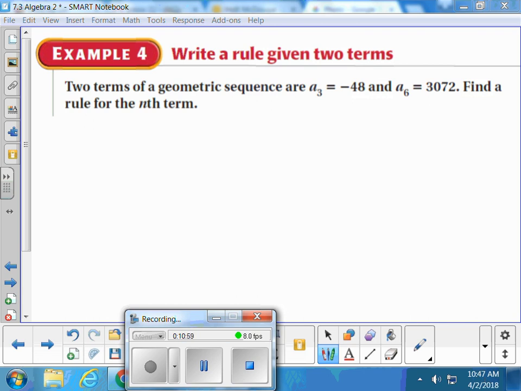So we're actually going to use a system of equations. Well, let me explain. We're going to use that formula on the board two times. Let's go ahead and use it with our first values that we're given.